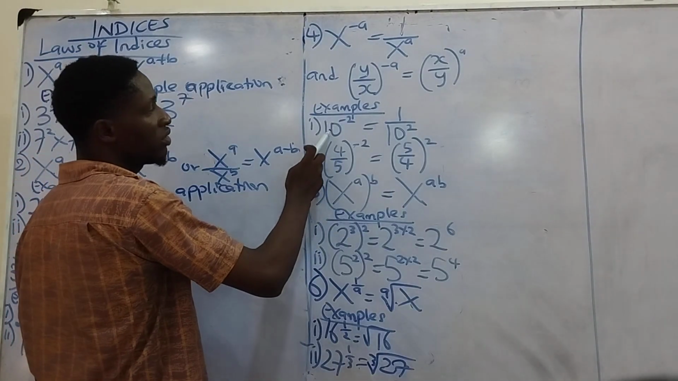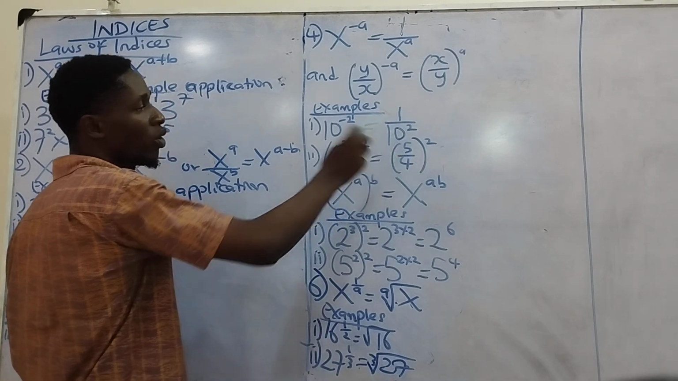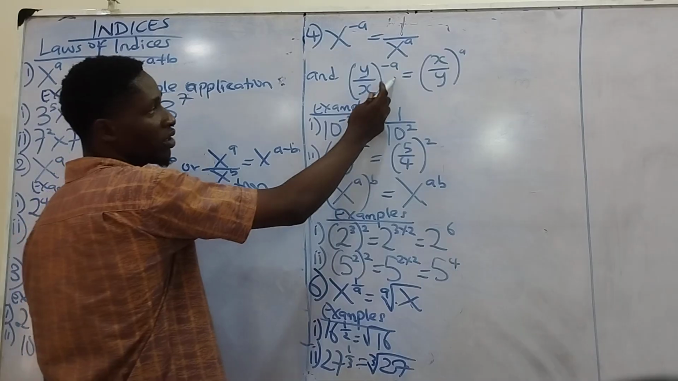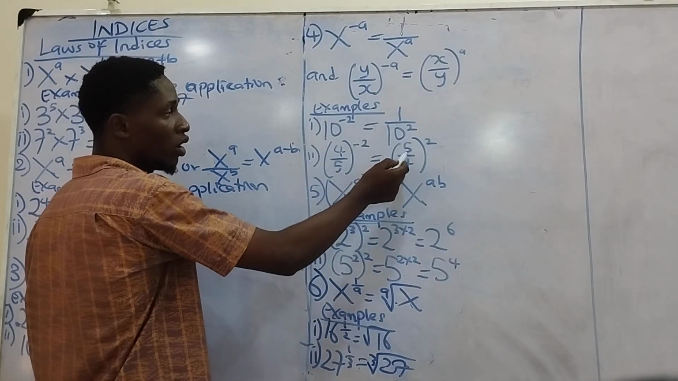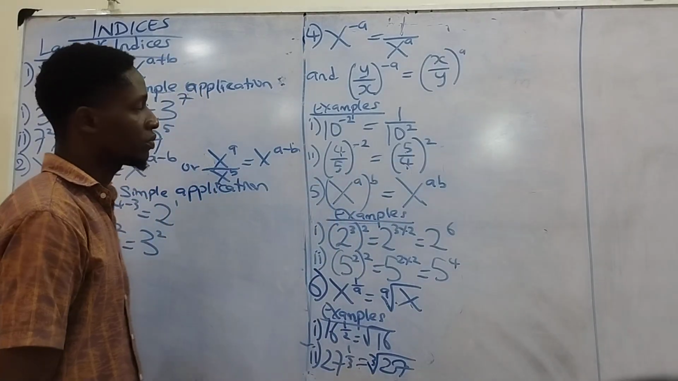So we have an example. 10 raised to the power of minus 2 is equal to 1 over 10 raised to the power of 2. The negative has gone out. Okay, look at this application here. We have 4 over 5. This is a fraction. So 5 will go up, 4 will come down. This minus will change to plus.